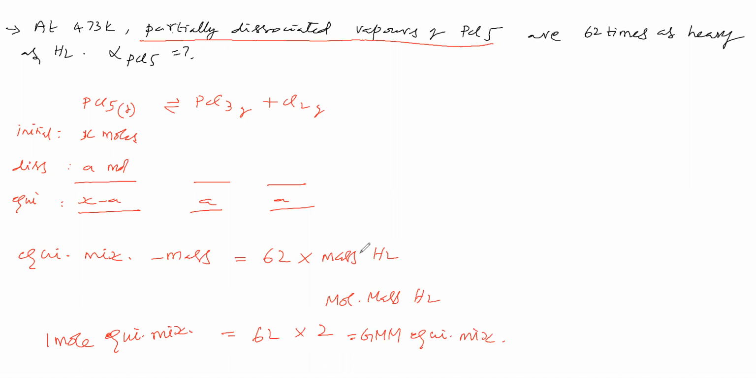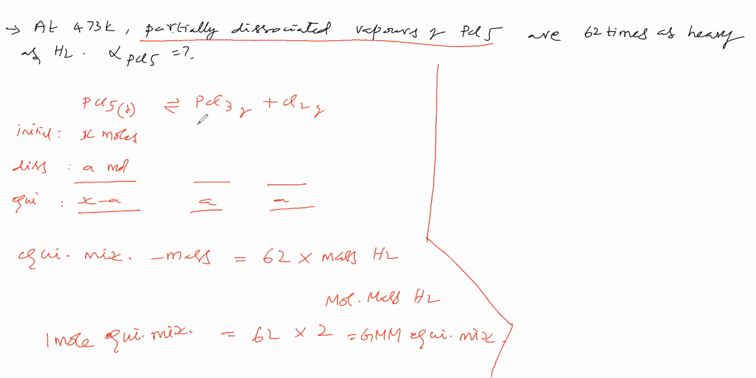If I take, in the place of mass of hydrogen, the molecular mass of hydrogen, that means I am taking 1 mole of hydrogen. That is the meaning. Taking 1 mole of hydrogen, in the sense that I can take 1 mole of equilibrium mixture here. Then 1 mole of equilibrium mixture, this much will come. Okay, gram molecular mass of equilibrium mixture. That is the meaning.